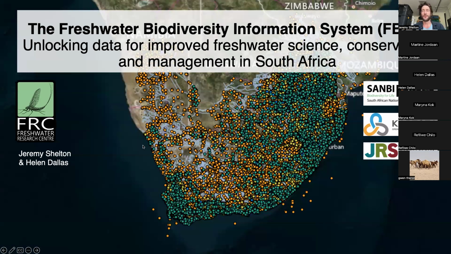Just at the start, to acknowledge that this is a collaborative project. There are actually way more collaborators than this, but at the highest level, it's a project being run by the Freshwater Research Center, with a collaboration with Sandy for some of the development. The technical developer for the platform is a group called Cartosa, and most of the development has been funded by the JRS Biodiversity Foundation. And this project and this platform is all about unlocking data.